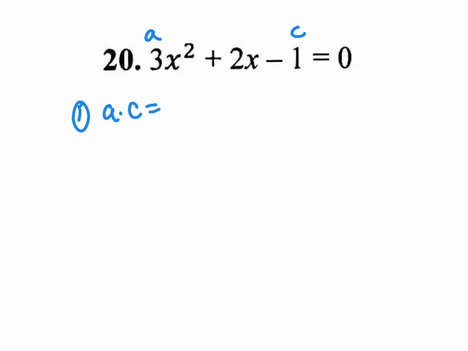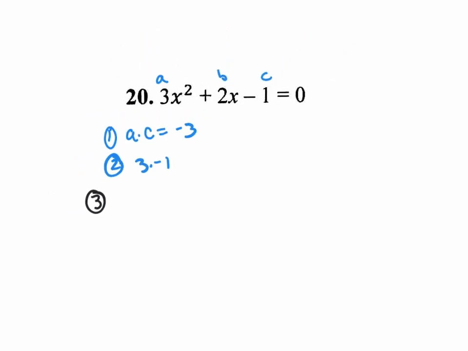A times C, right? Step 1, A times C, you get a -3. Step 2, think of the multiples of -3 that combine together to give you the b value, which is 2. That would be a +3 times a -1. Step 3, rewrite your trinomial as a 4-term polynomial so you could factor by grouping. That way you could split it and solve. Right? So always look for the best method to solve your equation.